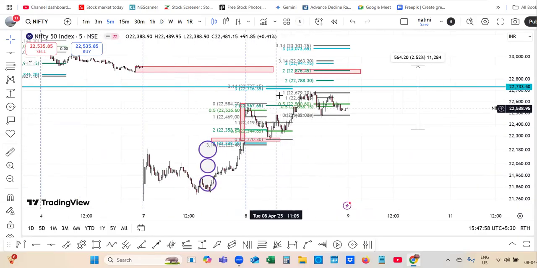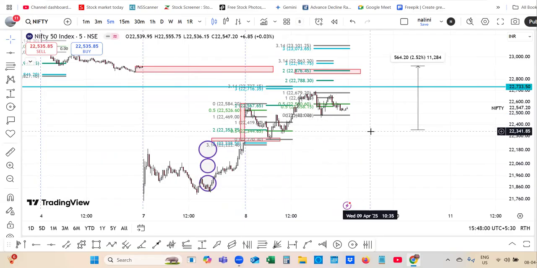So tomorrow, you can anticipate an up move till the targets of 22,963, 22,788 and 22,876. These are the levels you can watch. Every day you get the trade. Every day after making my 5-minute instant trend strategy, I am getting the trade every day.